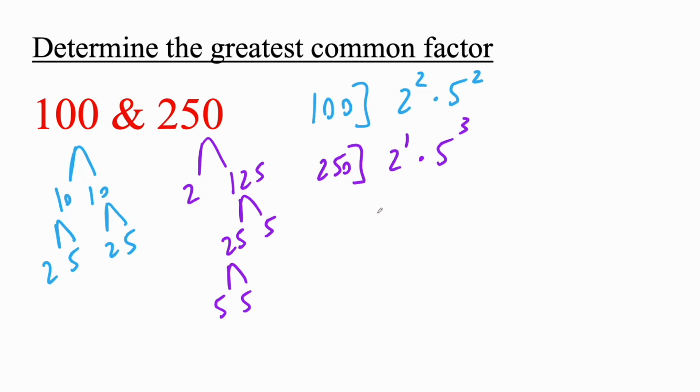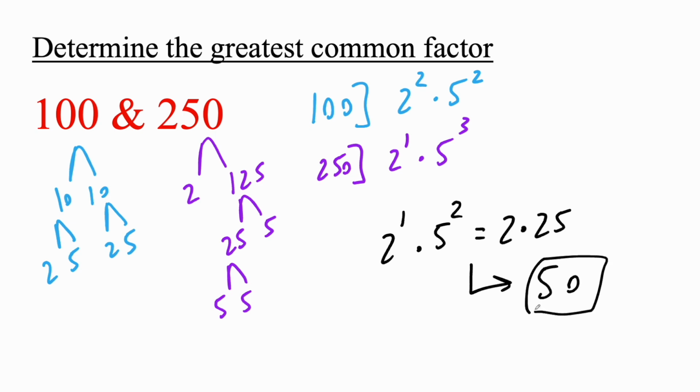And so the greatest common factor would be, this is a 2 raised to 1, this is a 2 raised to 2. Choose a smaller one, so 2 raised to 1 times 5 squared, 5 cubed. And so we got to choose a smaller one, so 5 squared. And so we're going to get 2 raised to 1 is 2 times 5 squared is 25. And 2 times 25 is 50. So the greatest common factor for 100 and 250 will be 50.